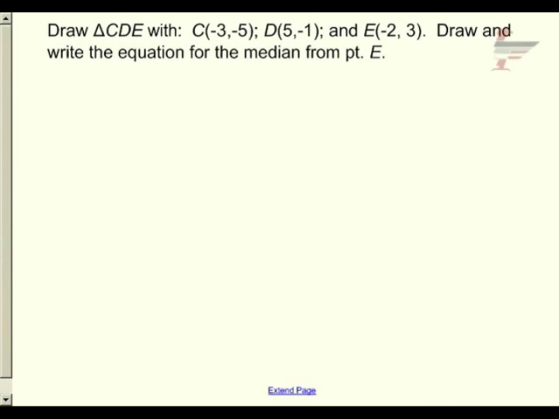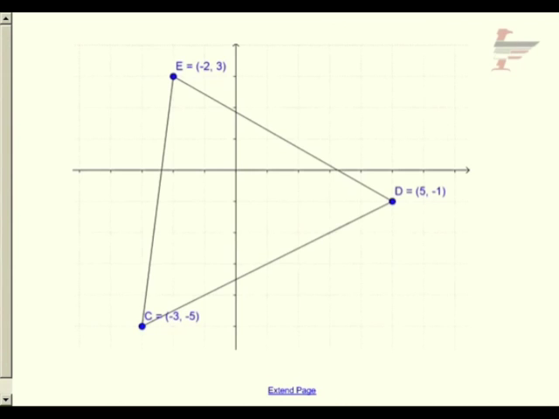All right, to find the median from point E for this triangle, the first thing you want to do is graph the triangle. And then the median connects this point, point E, to the midpoint of the opposite side. So it's maybe somewhere around there. So we want to find the equation of that line. The first thing we need to do is find the midpoint of that point. Then we'll find the slope of that line. And then we'll plug that information into the point slope form.